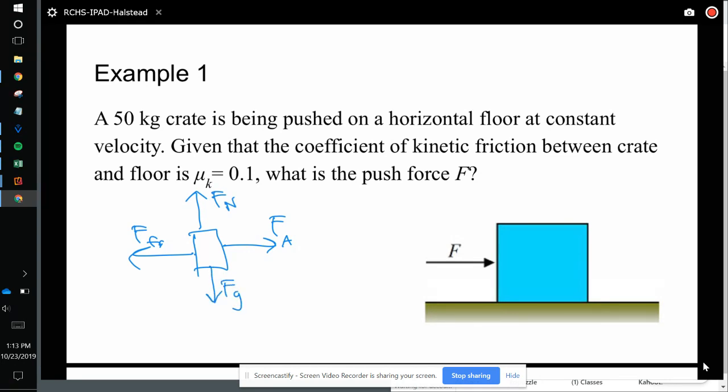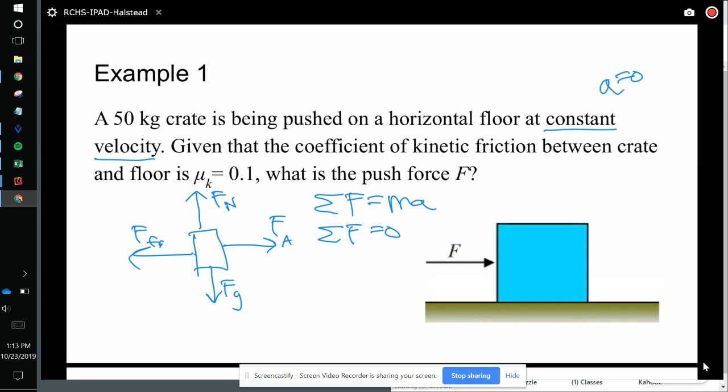So here we know that we have a net force, and that's going to be equal to mass times acceleration, Newton's second law. Now we also know that the object is moving at constant velocity. So because of that, acceleration equals 0. So because acceleration equals 0, that means net force equals 0. So net force in this case is equal to 0.